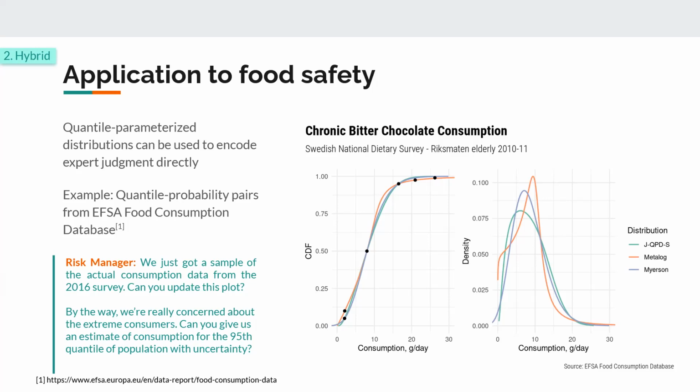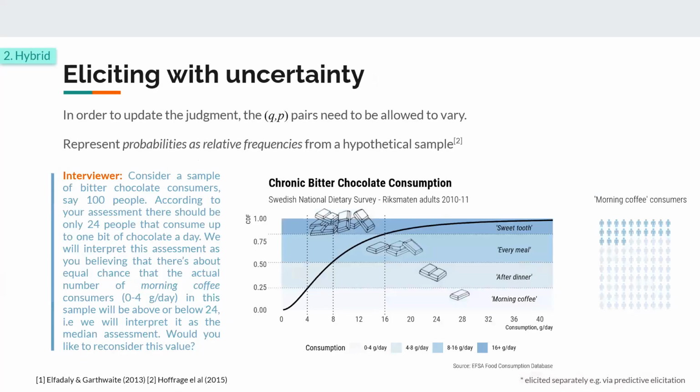So what do you do about that? Well, there is nothing off the shelf that you can use right away because these judgments don't have any uncertainty. So we need to come back to the experts and ask about uncertainty in the judgments. So that's our method. In order to update the judgments, we need to take the QP pairs and allow them to vary a little bit. So those points need to become a little bit fuzzy, right? They need to be able to move around. And then we represent probabilities as relative frequencies from a hypothetical sample.